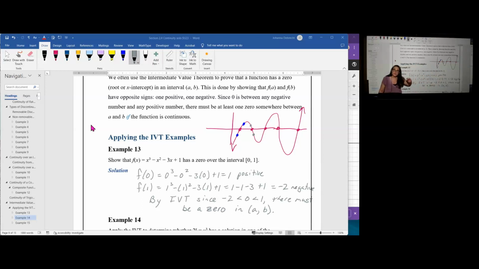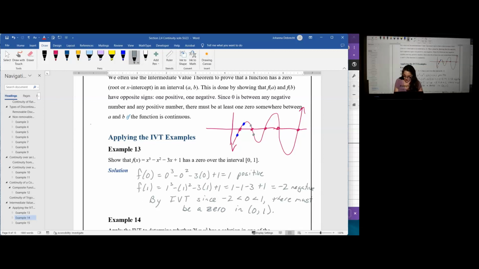A continuous function then has to go through every value between 1 and -2, which means it has to pass through 0, because 0 is between -2 and 1. There must be a 0 in between a and b. In our case, the a and the b are 0 and 1. And note that it's in the open interval (0, 1), not closed.